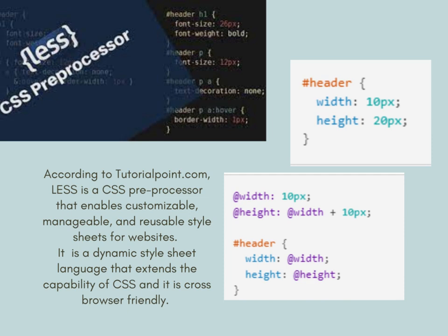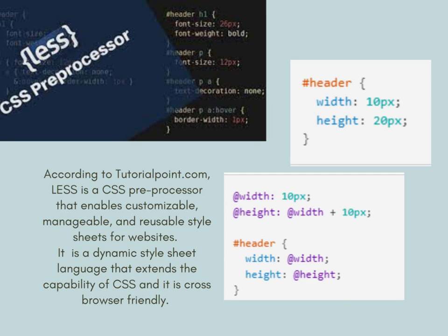So it means that when you mention width there, it knows that you already created a variable of width that is 10 pixels, and then the height, which is the width, already 10 pixels, plus another 10 pixels, giving it 20 pixels.